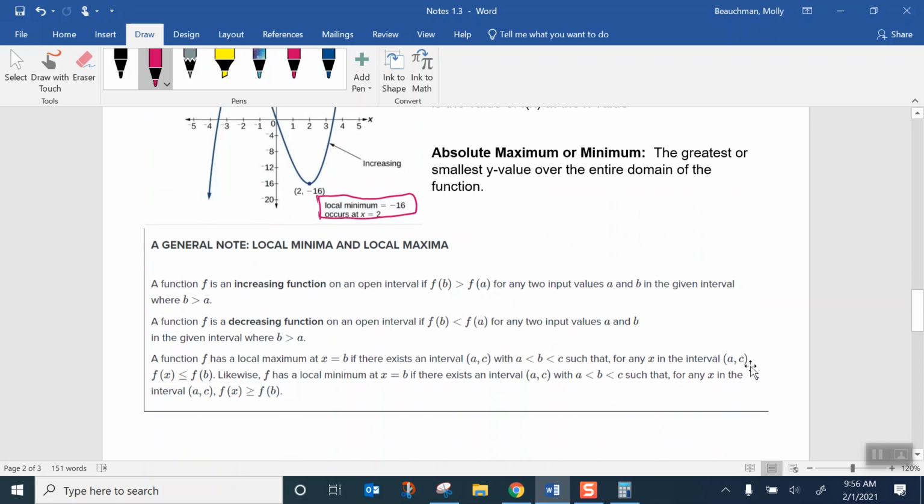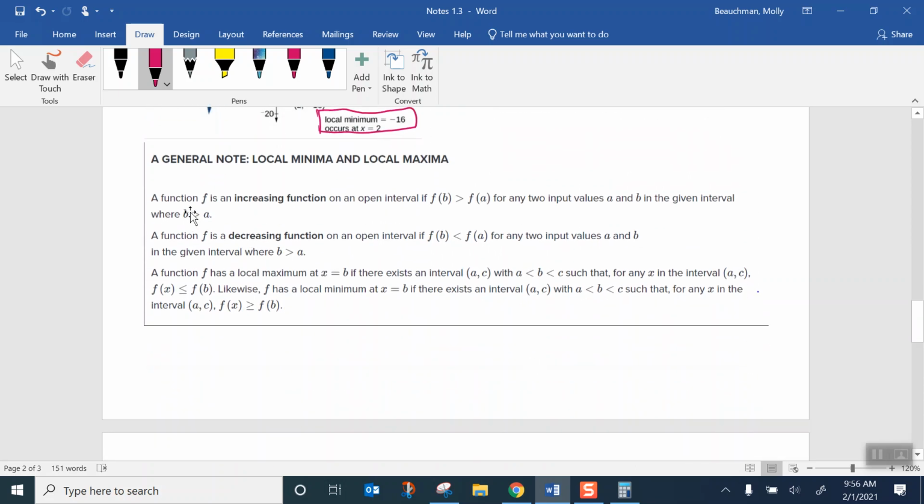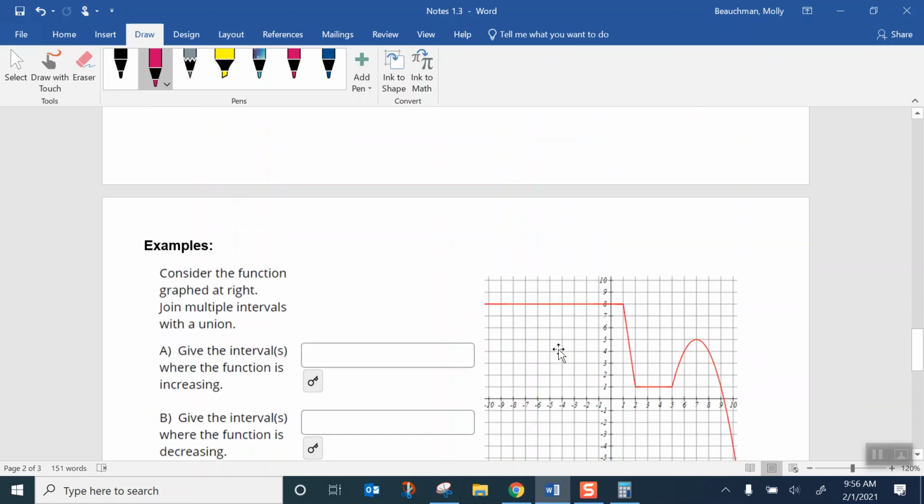So just a general note, to put this in mathematical terms, f is increasing on an open interval if f of b is greater than f of a for any two input values, a and b, in the given interval, where b is greater than a. And I'll leave you to read the mathematical definitions of these as long as you're able to use them. So let's take a look at a couple of examples.